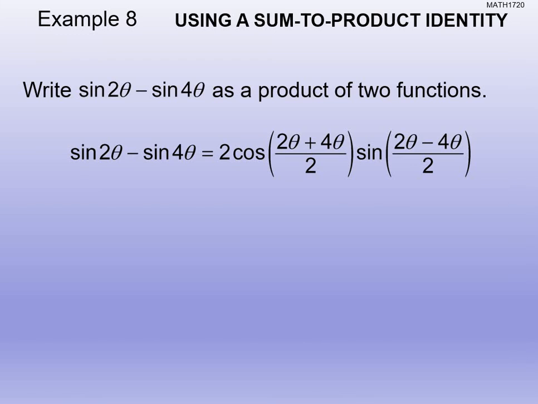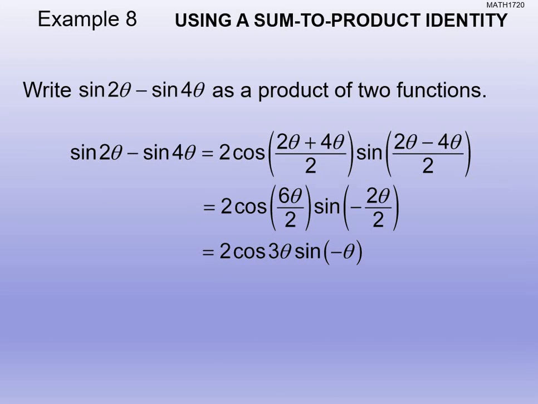So when we rewrite that, we're going to end up with 2 cosine of 2 theta plus 4 theta divided by 2 times sine of 2 theta minus 4 theta divided by 2. Okay, we can rewrite those, right? 2 theta plus 4 theta is 6 theta, and 2 theta minus 4 theta is negative 2 theta. They're both divisible by 2. Okay, so we can simplify those down even more, right? 6 divided by 2 is 3, and 2 divided by 2 is 1. So this simplifies down to 2 cosine of 3 theta sine of negative theta.